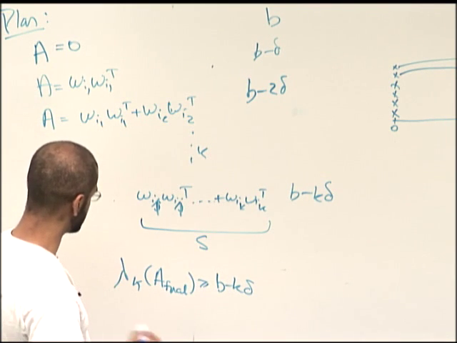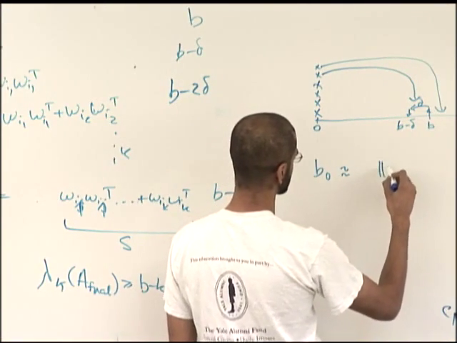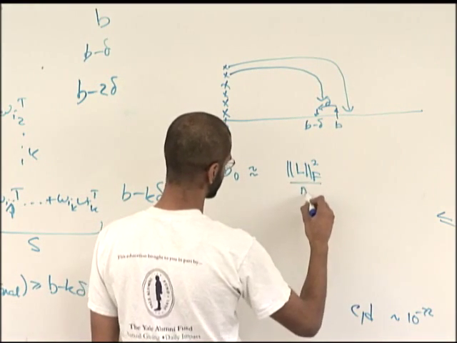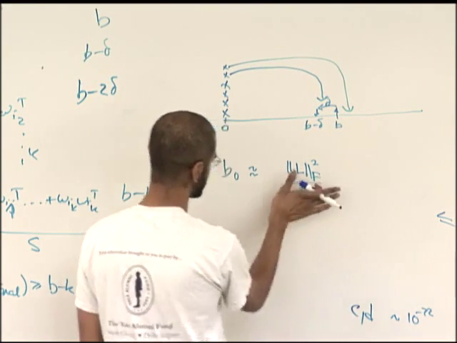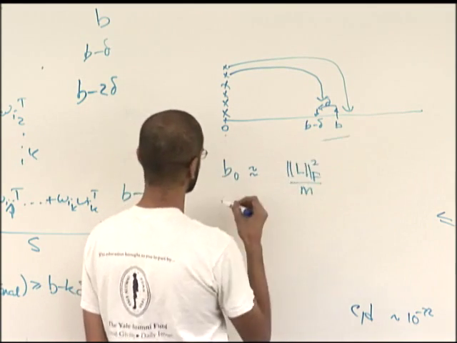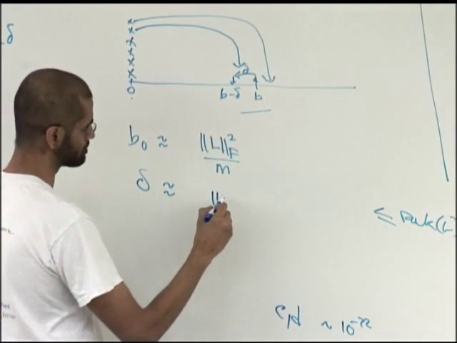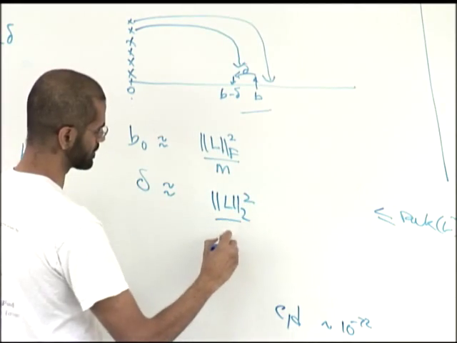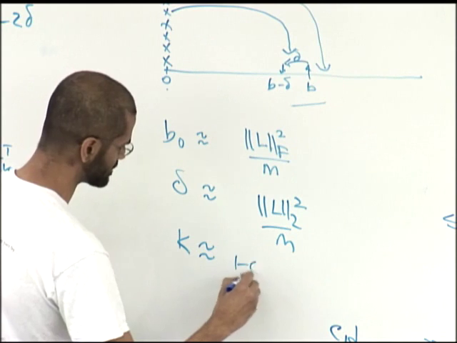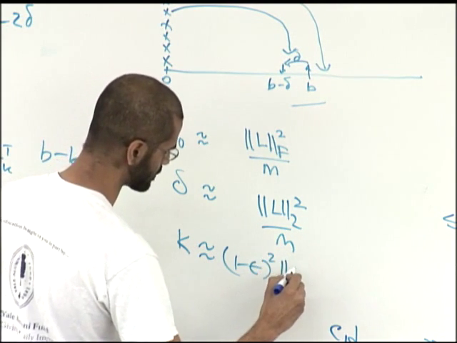The way I'm going to set this up is that the initial b is roughly equal to the Frobenius norm of L divided by M. Forget about M, but this is the average column length. So initially I start off with this. And delta, the step size that I'm going to take, is roughly equal to the 2 norm divided by the column length. And the number of steps I'm going to take is roughly 1 minus epsilon, squared, times the stable rank.